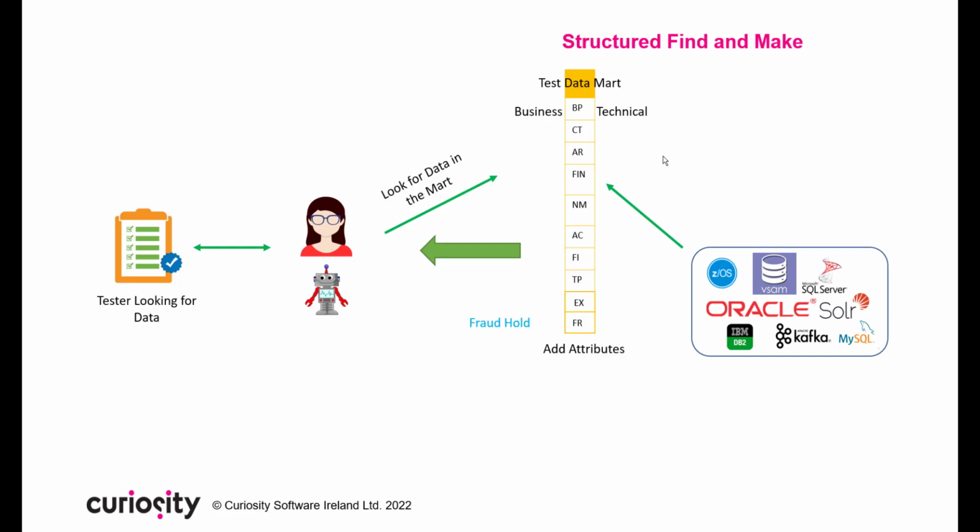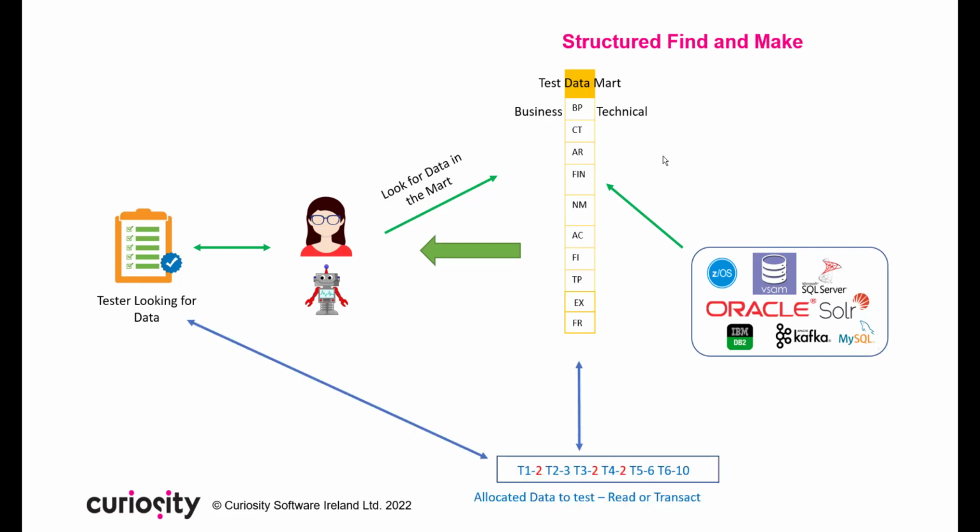Now, as any new attributes are required, all you simply do is add them to the next build of the table or data mart, or just add them in as extra attributes into the views. You can also add in allocation, and allocation allows you to make sure that testers and developers don't step on each other, don't cannibalize each other's tests.